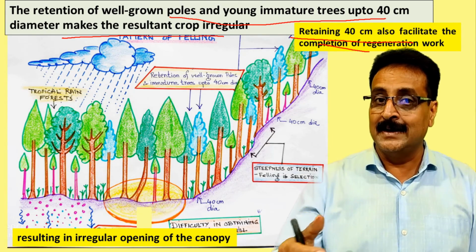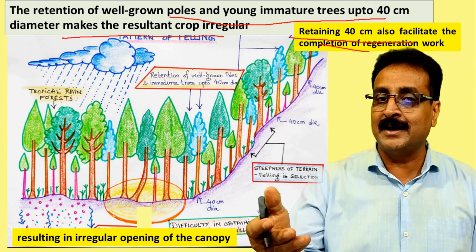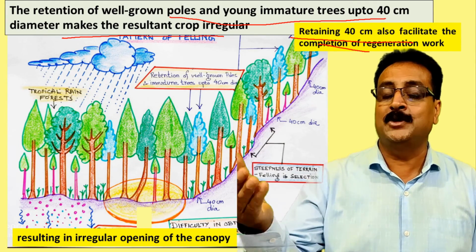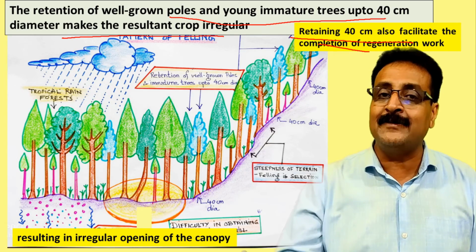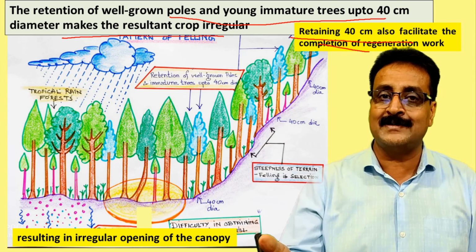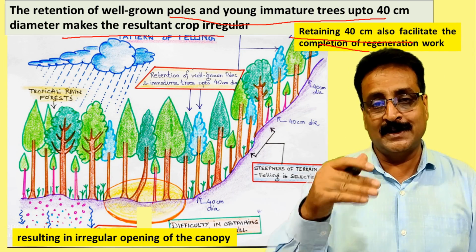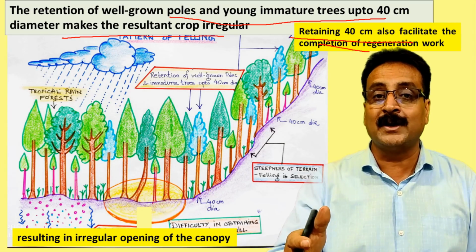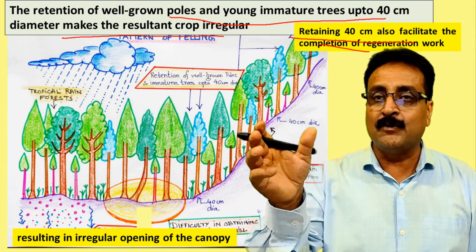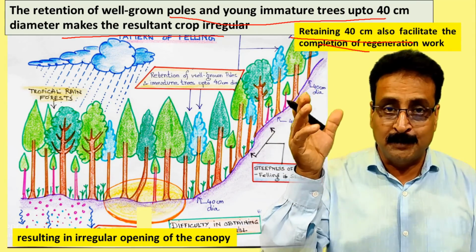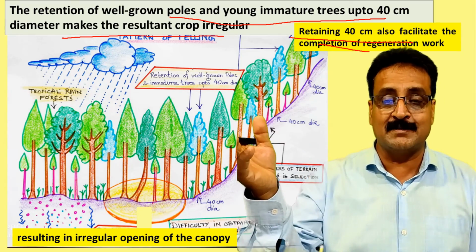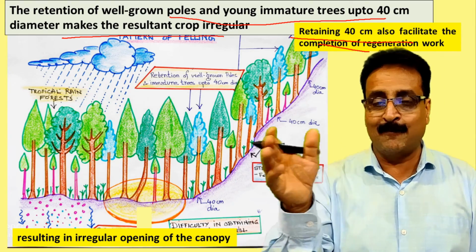Already we know that in the coming years this 40 centimeter dia will become a mature tree. So why should we sacrifice these trees? No need to sacrifice them. We'll retain these trees so that in coming time we'll have a big grown tree. Only those trees which are competing or which have a big bole above 40 centimeter dia, we'll cut, and the gap will be there.